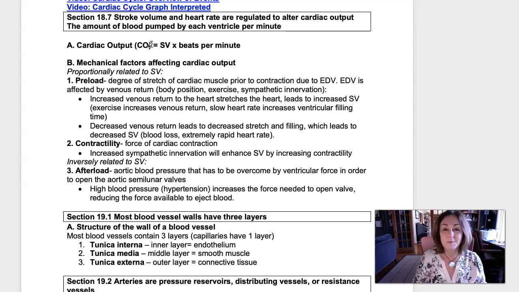Maybe it's average, maybe it's above average, below average. But because it's only for one heartbeat, that doesn't give us a lot of information. But the cardiac output that turns it into a rate is very important.